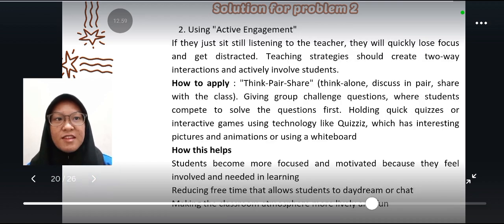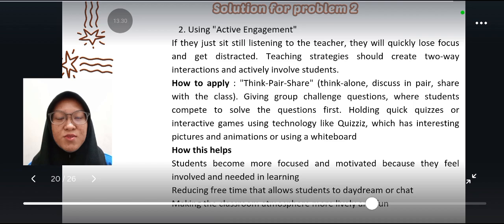Using active engagement. If they just sit still and listen to the teacher, they will quickly lose focus and get distracted. Teaching strategies should create two-way interaction and actively involve students. How to apply? Think, pair, share. Give group challenge questions where students compete to solve the question first, hold quick quizzes or interactive games, use technology like quizzes which have interesting pictures and animation, or use a whiteboard.